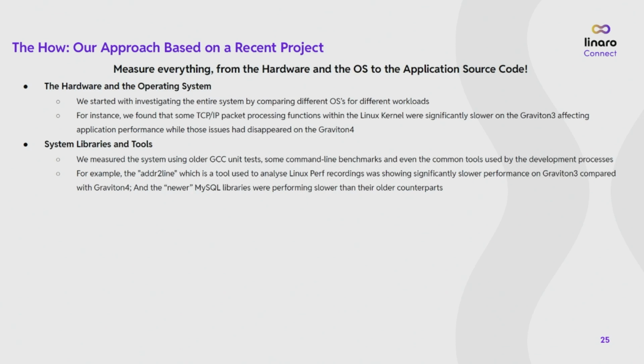Measuring system libraries and the system tools. One example is addr2line, a tool that developers are familiar with on Linux. It translates addresses to source code lines, to make debugging easier. And this tool was super slow on Graviton 3 compared with Graviton 4 and Intel. You could easily see that it was taking 20 times longer. Something that was completed in 1 minute would take 20 minutes to complete. So these system libraries and tools, they're important.